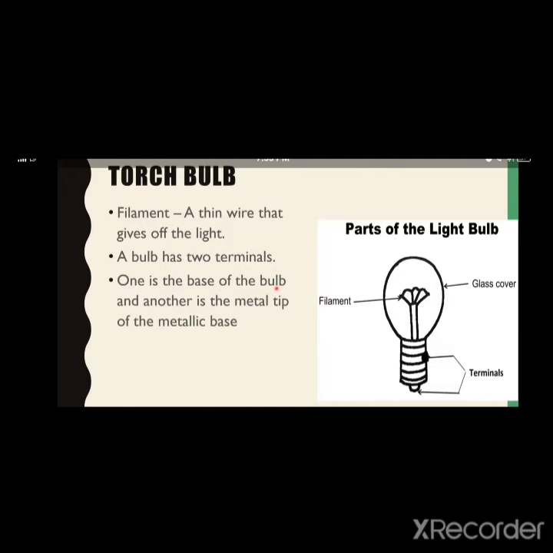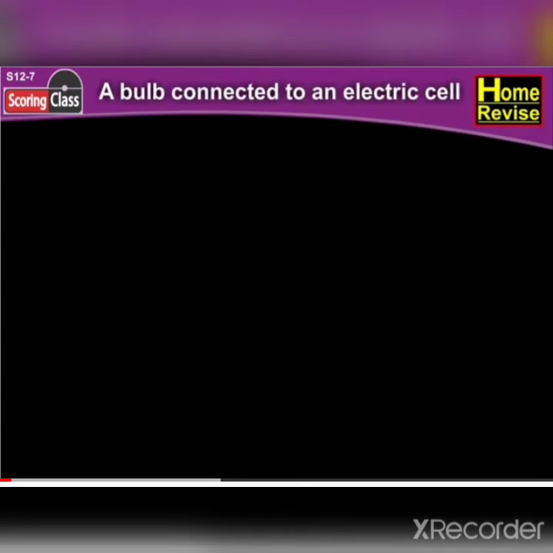A bulb also has two terminals. One is the base of the bulb and the other is the metal tip of the metallic base. The two terminals are fixed in such a way that they do not touch each other. The electric bulb used at home also has a similar design. A bulb connected to an electric cell.